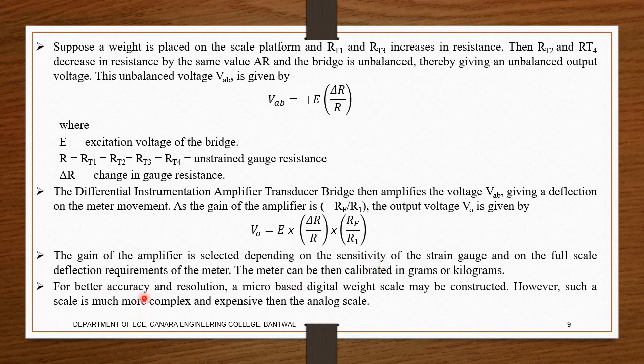For better accuracy and resolution, a microprocessor-based digital weight scale may be constructed. Digital weight scales, what we see these days when we go to temples and shops, where you put a one rupee coin and you get the weight. Such a scale is more complex and expensive than the analog scale. Analog scales you might get for around 200-300 rupees or a maximum of 500 rupees.